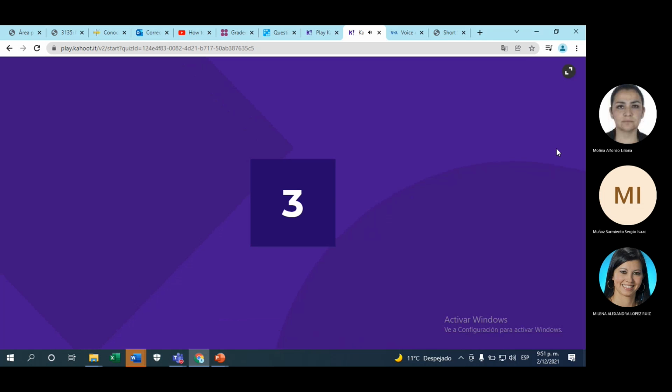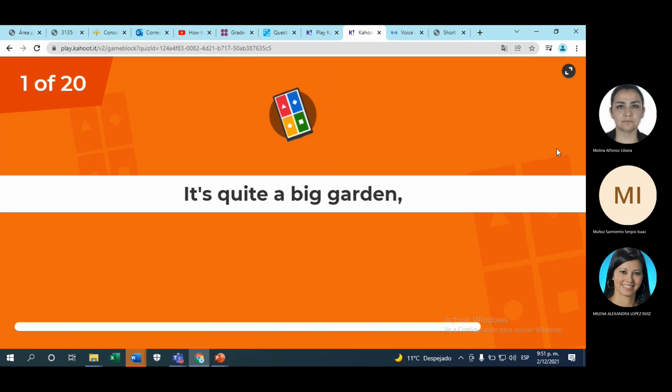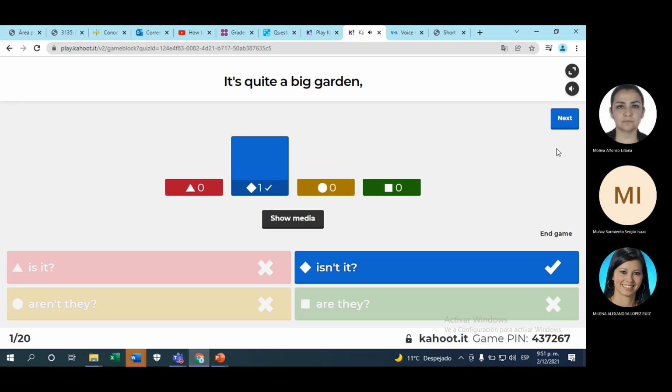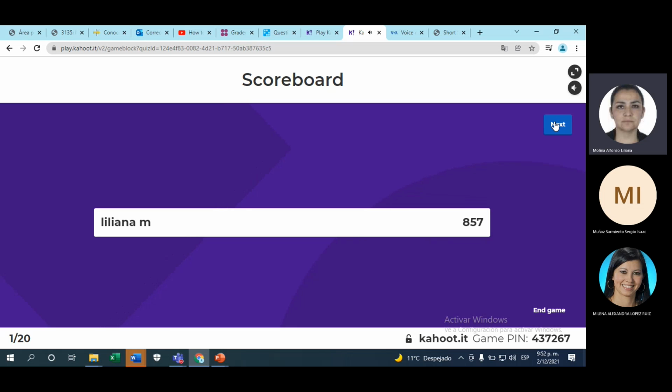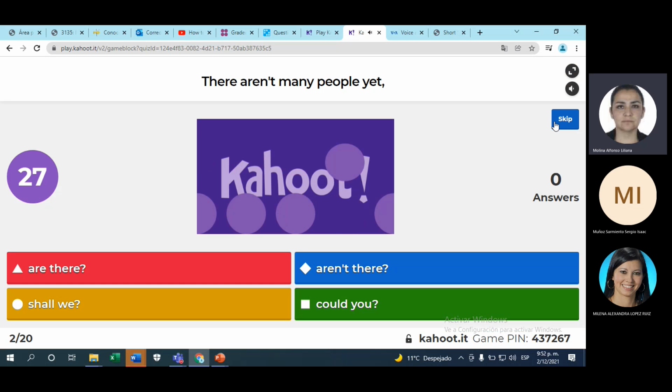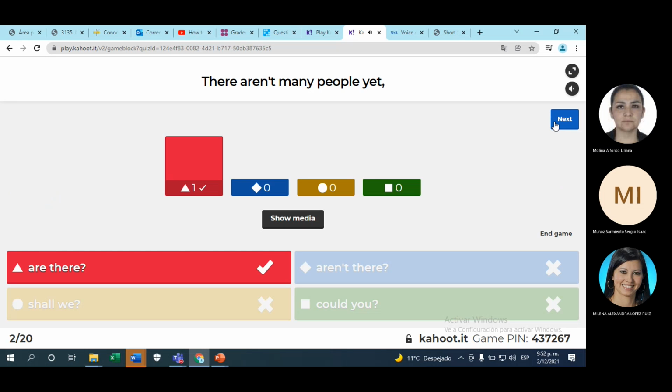Okay, so this is about question tags, okay? So let's start. So Liliana, it's quite a big garden. Very good, isn't it? Okay. So the idea, Liliana, you are going to just read it, if you don't have problems with your microphone, okay? So number 2, Liliana. ¿Cómo, profe? The idea is you are going to read it. O sea, I have to read it? Yes, please. Okay. There aren't many people yet. Are there? Okay, are there? Very good. Next one.